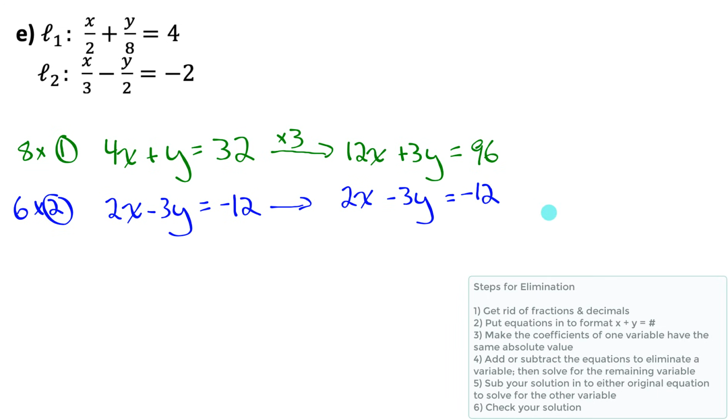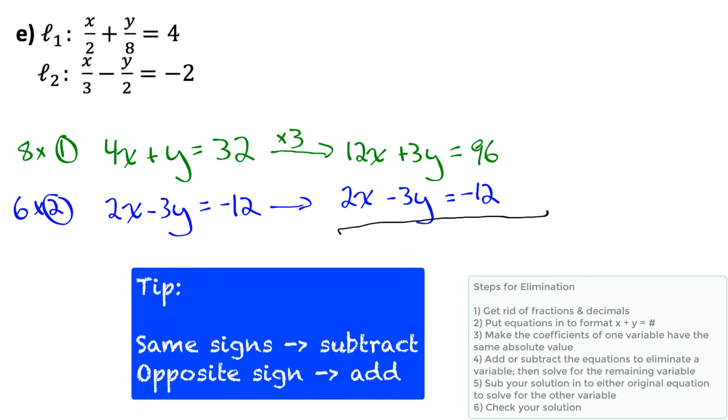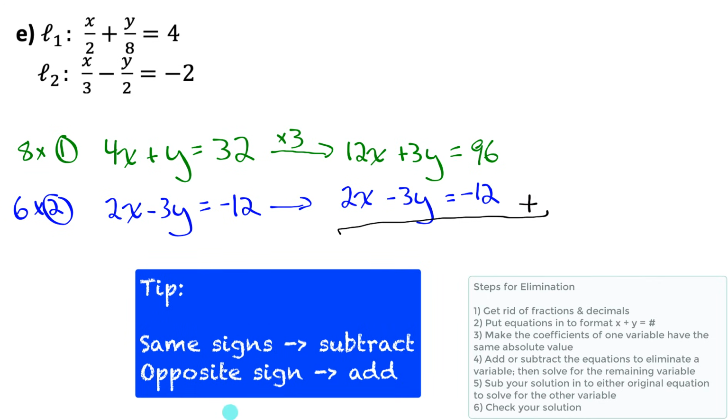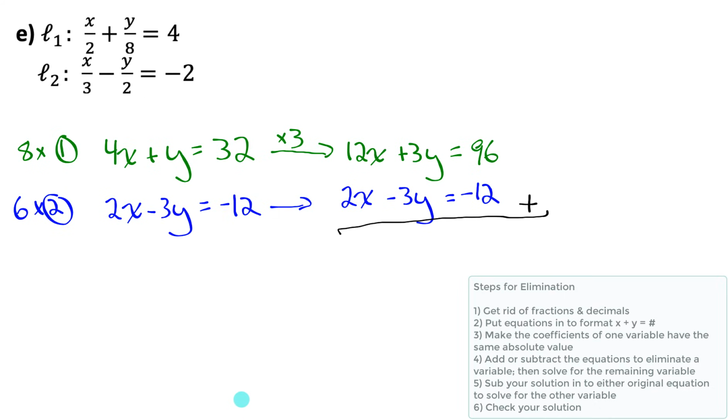And now I need to decide, should I add or subtract these equations to eliminate the y variable? Since the coefficients are the same absolute value but opposite sign, adding will eliminate the variable. If I tried to subtract, if I did 3y minus negative 3y, that'd be 6y, it wouldn't eliminate it. But in this case, when I add the two equations, so when I add the like terms in the columns, 12x plus 2x is 14x, 3y plus negative 3y is 0y, the y is eliminated, and 96 plus negative 12 is 84. Divide the coefficient of 14 to the other side, 84 divided by 14 is 6.